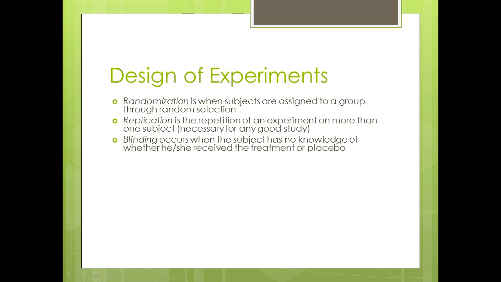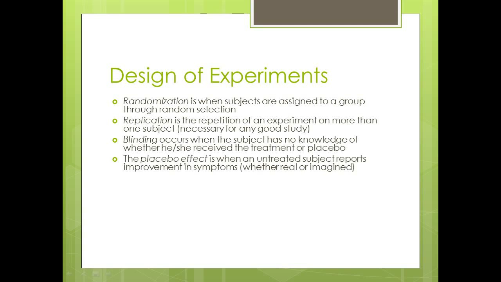Blinding is when the subject has no knowledge of whether or not they have received treatment or the placebo. And the placebo effect is when an untreated subject reports improvement in any type of symptoms that they've had. They could be real or they could be imagined, i.e. being a hypochondriac.